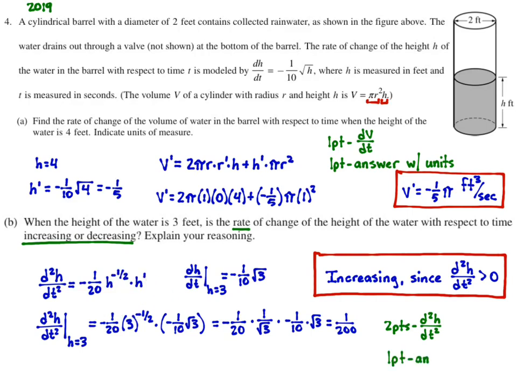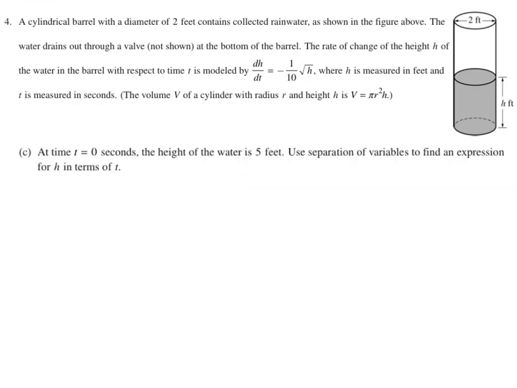And you're going to get 1 point for your answer with your justification, so stating that that second derivative is positive there. For part C, it says at time t equals 0 seconds, the height of the water is 5 feet. So that's an initial condition there. Use separation of variables to find an expression for h in terms of t. So we're trying to create an equation for h.